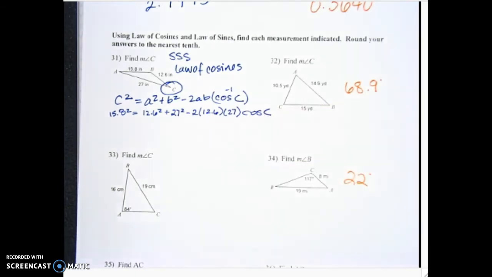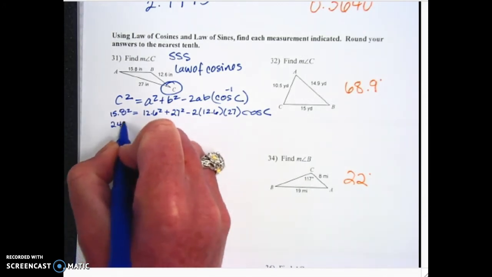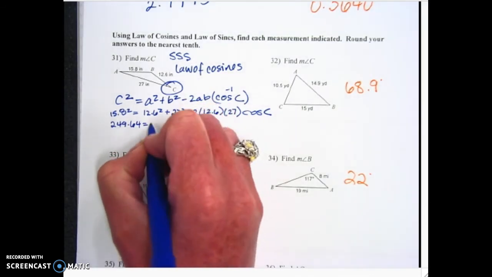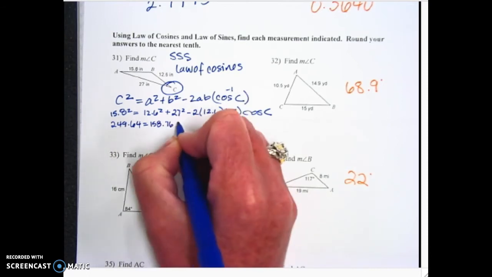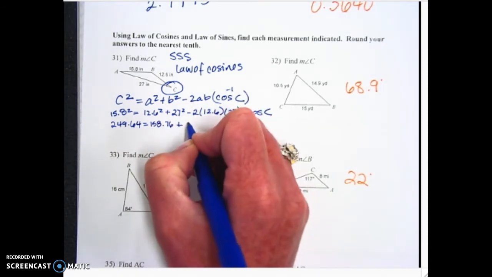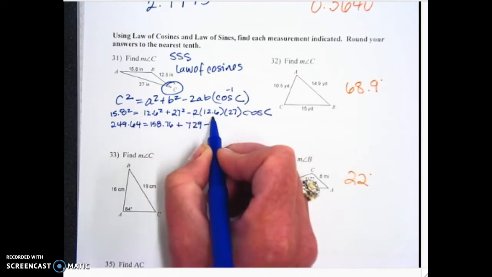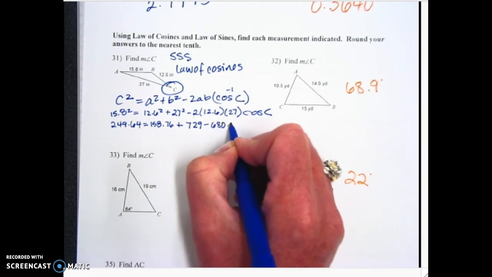Then from here, it's a lot of calculator work. So hopefully you know how to push all your buttons. 15.8 squared is 249.64. 12.6 squared is 158.76. And 27 squared is 729. And 2 times 12.6 times 27 is 680.4.